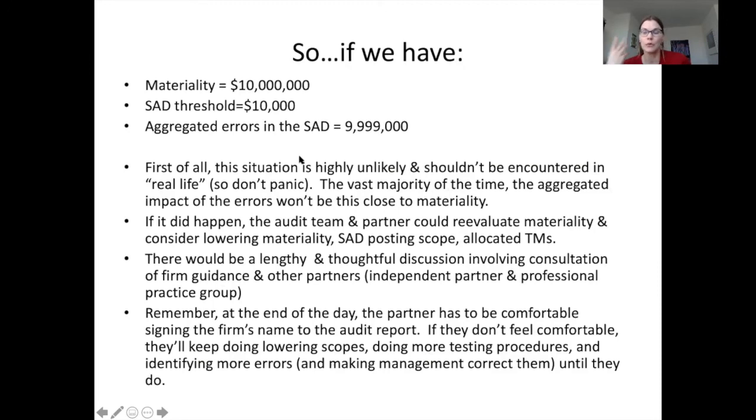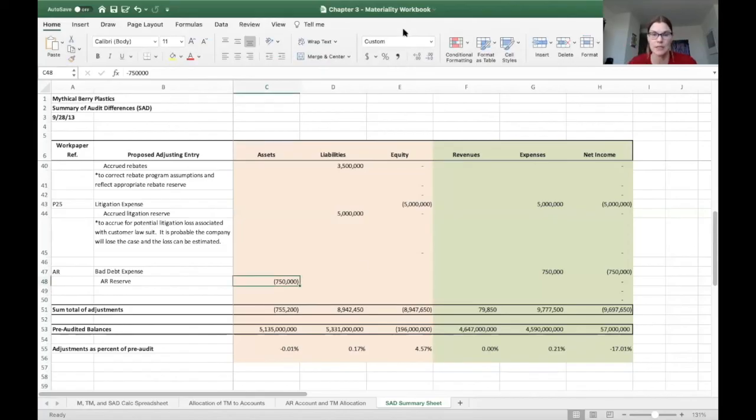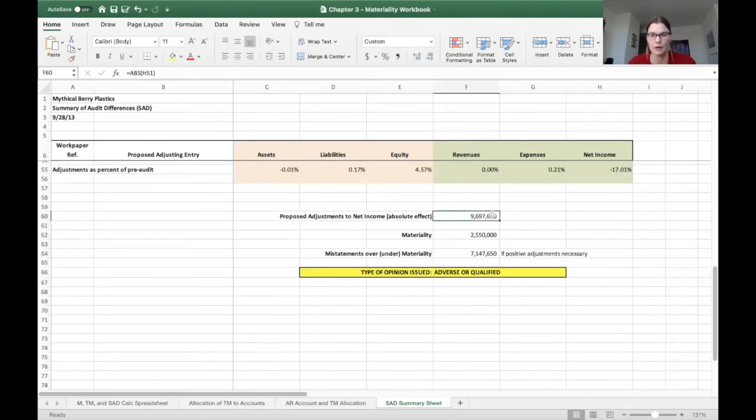So generally, when I go through this discussion, I get into another discussion with some of my students, which is basically, all right, so let's say we have materiality of $10 million, our SAD threshold is 10,000, and aggregated errors in our summary of audit differences add up to 9,999,000. So going back to our spreadsheet example, this is basically like saying, okay, when we came down here, we had 2, 5, 4, 9, right? Like literally just $1,000 off.